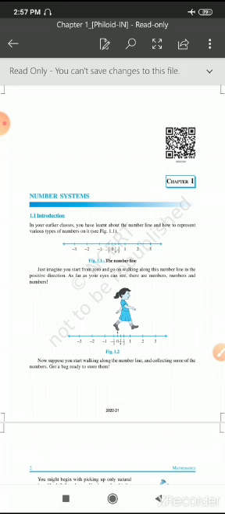Natural numbers. All the counting numbers are called natural numbers, and the set of natural numbers is denoted with capital N. And then whole numbers. Natural numbers along with 0 are called whole numbers. It is denoted with capital W.